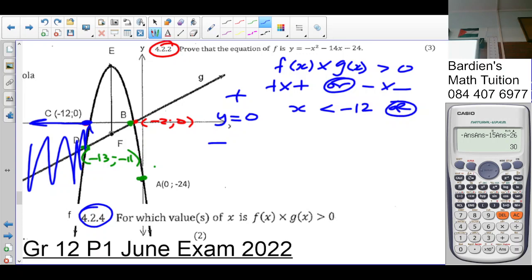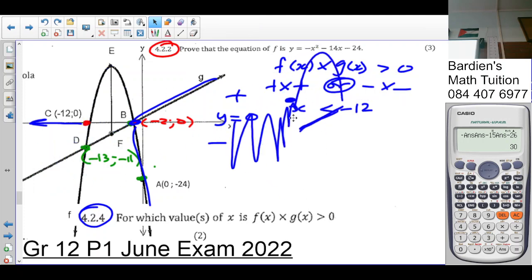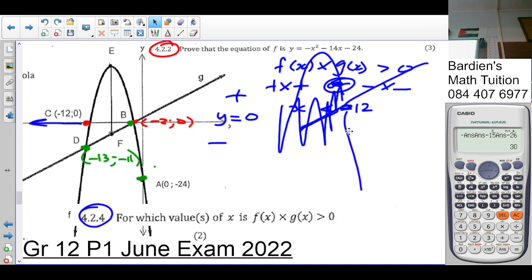Then we are told, so this is one positive, one negative. Can you see that, people? One's above, one is below. On the other side of B, one is above, one is below. Can you see that? So in other words, x has to be less than negative 2. Okay. x is less than negative 2. So let's take this off here.